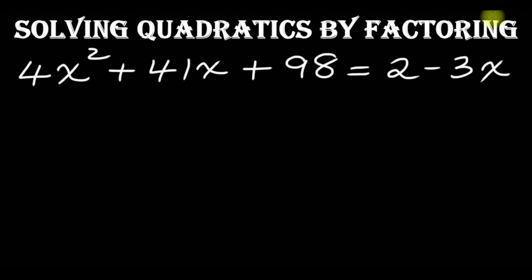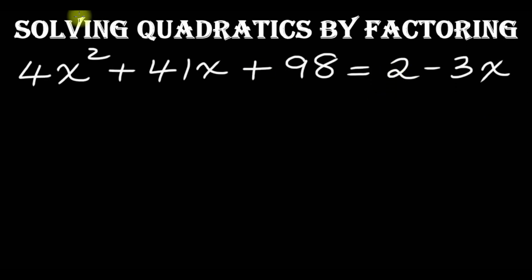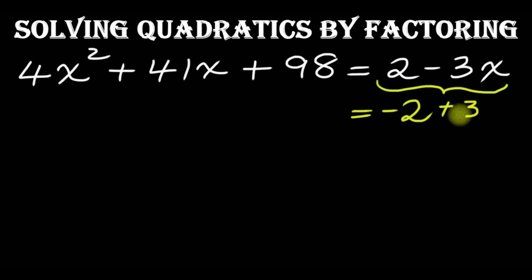We're going to solve this by factoring. First thing we have to do is set it equal to 0. So we're going to get rid of the 2 minus 3x on the right-hand side. To get rid of the 2, we subtract 2, and to get rid of the minus 3x, we add 3x. Whatever we do to this side, we have to do to the other side. So it's going to look like this.